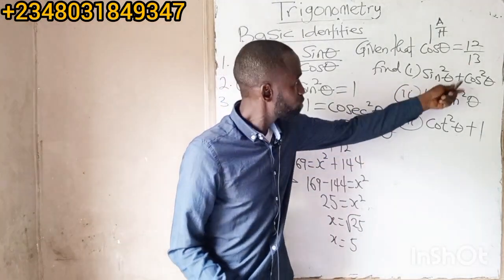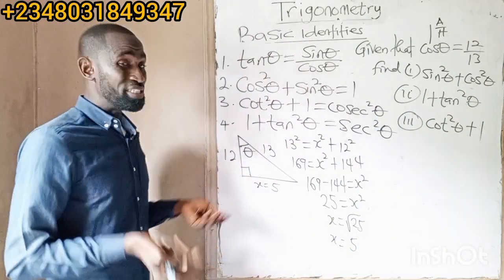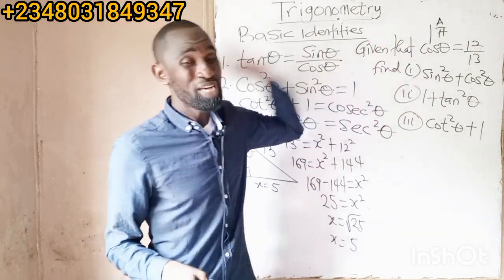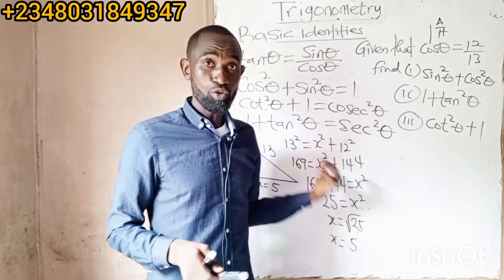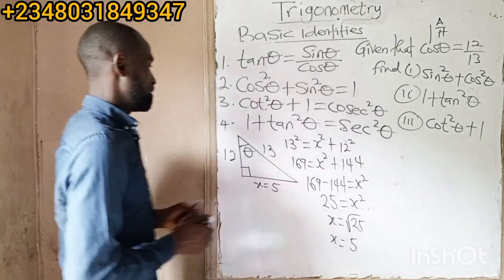Sin squared theta plus cos squared theta must give us 1, that is a fact. You can show that. But in the exam, if it's OBJ, just pick your answer. 1 is the answer. But in theory, show them how you got your answer. But this is going to give us 1. Confirm, it's going to give us 1.